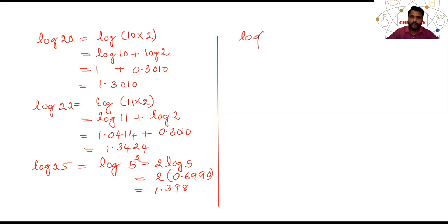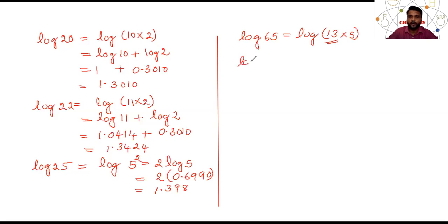Now we'll see log 65. Log 65 can be written as log of 13 into 5. But I do not have log 13 memorized, and in competitive examinations we need approximation.